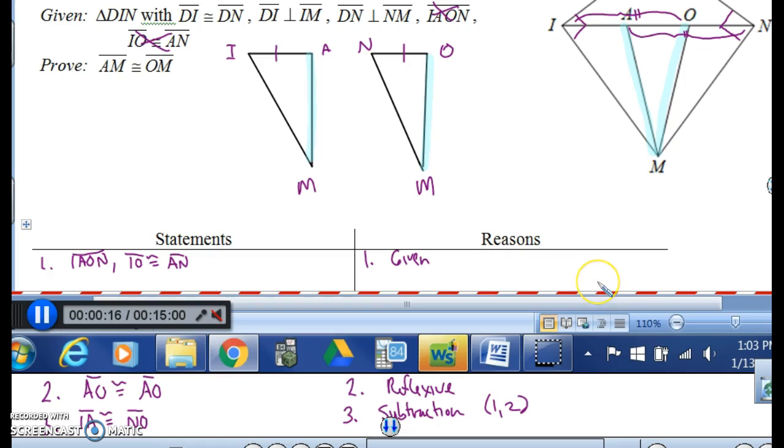Well, let's deal with the perpendiculars. We know that makes right angles, and that's partly in the triangle that we want, so we might need those later. So let's do the right angle. I'm going to use these two givens right here: DI is perpendicular to IM, and DN is perpendicular to NM.